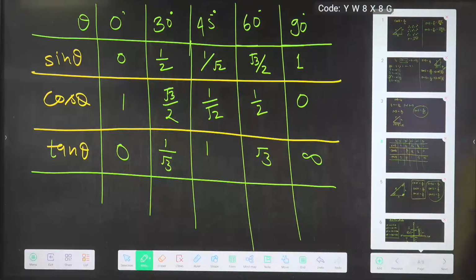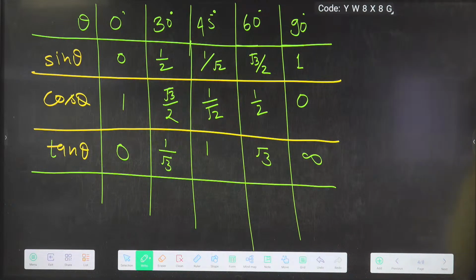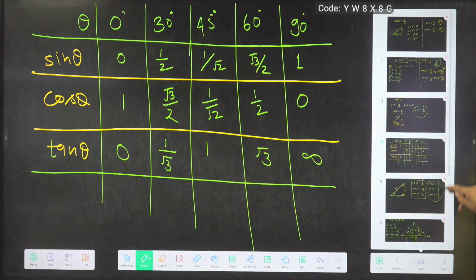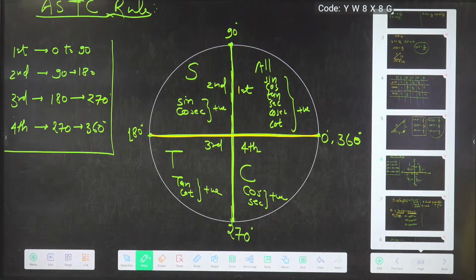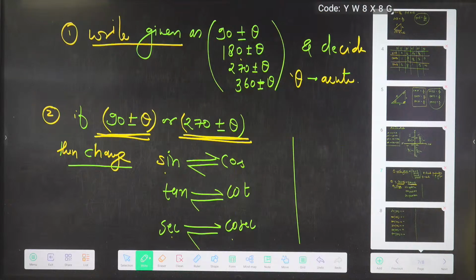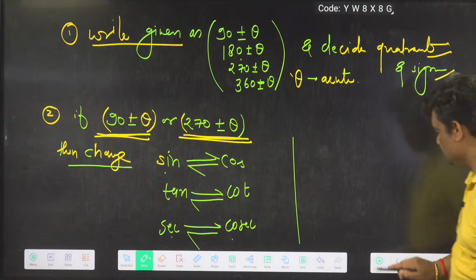I said that you have to mug up. So you will write like this, and theta must always be less than 90. This way we can decide the quadrant: first, second, third, fourth. We'll decide our sign, and if 90 or 270 is there, then it will change. Otherwise, it will not change. Okay, so I hope you are ready for this one.